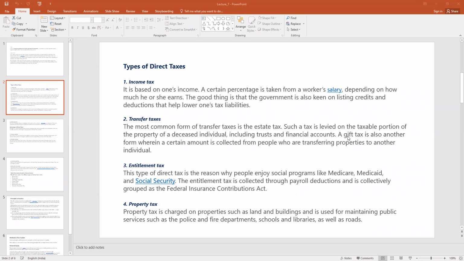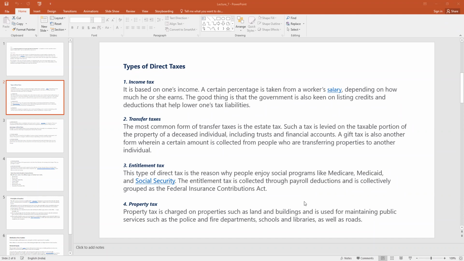The entitlement tax is collected through payroll deductions, and it is collectively grouped under the Federal Insurance Contributions Act. Every month, all individuals employed in an organized company have to pay some 200 rupees per month as tax, whether they get 10,000 rupees as salary or 1 lakh rupees. 200 rupees will be deducted directly from the payroll and paid into the Federal Insurance Contributions Act.